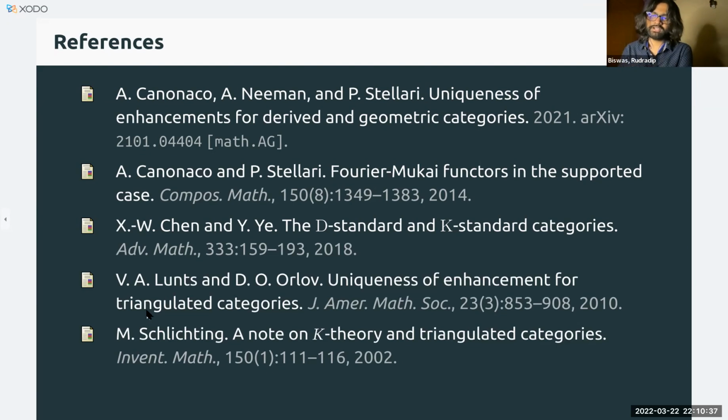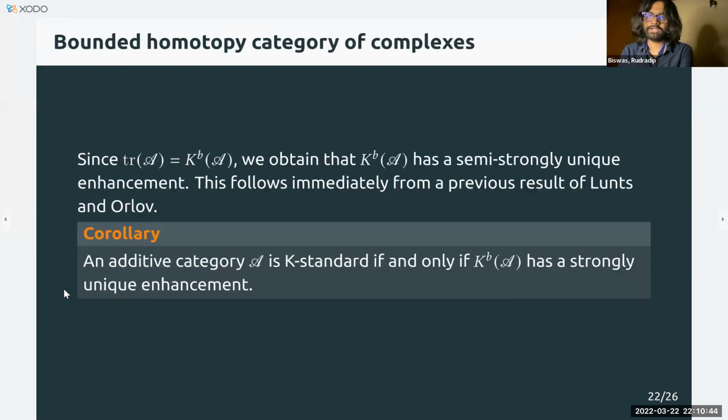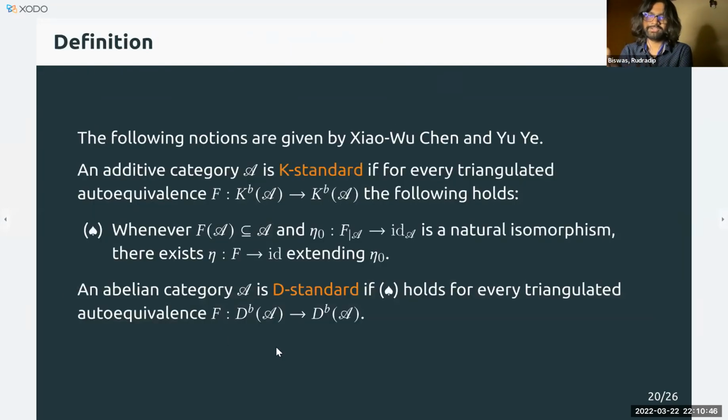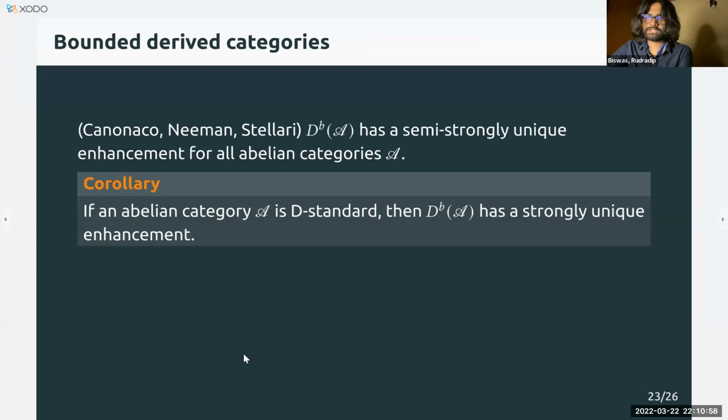So can you go back to that slide where you introduced bounded derived categories for the first time? Go forward. No, go back. This one? Yes. I mean there was a corollary to the Canonaco-Neeman-Stellari result. Yes, you said here, I mean, this is the question, that for nice enough derived categories, this is an equivalence. You said that, right? Yes. Can you expand on nice enough?